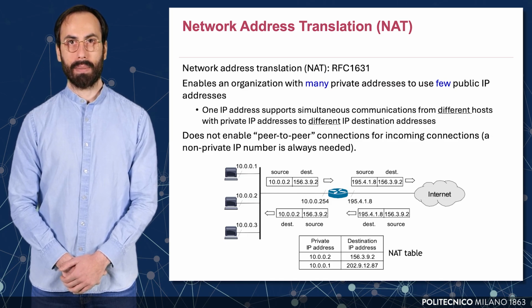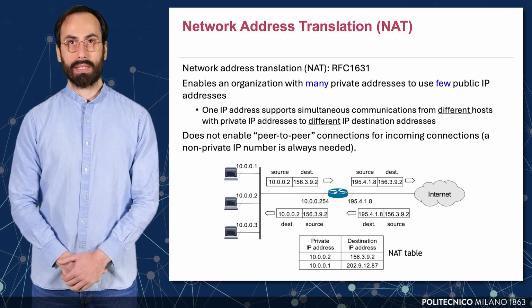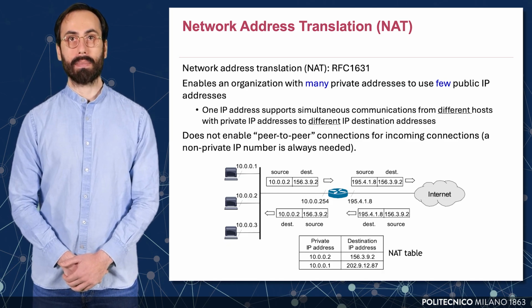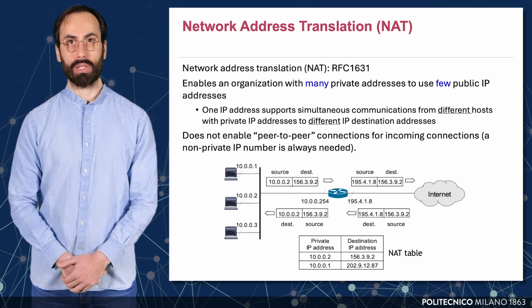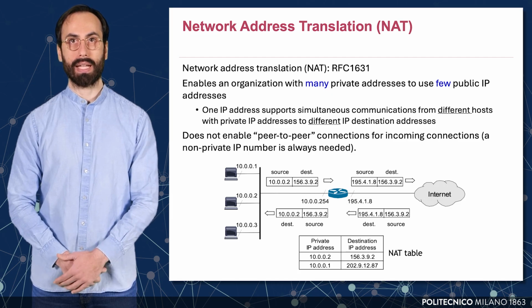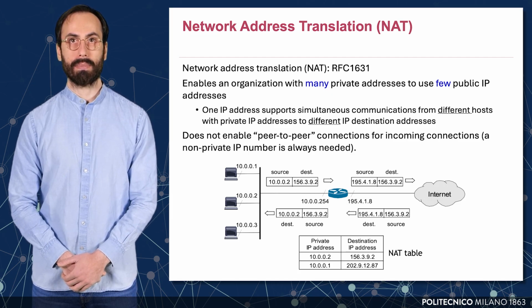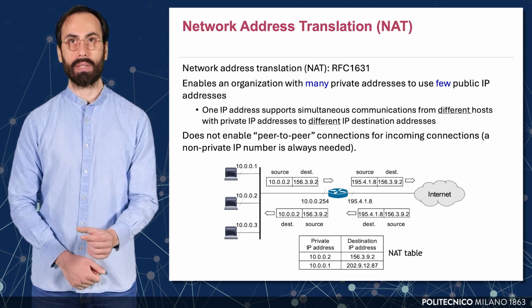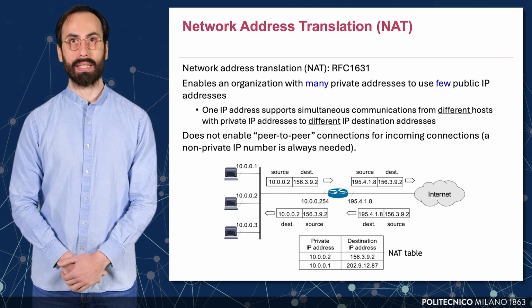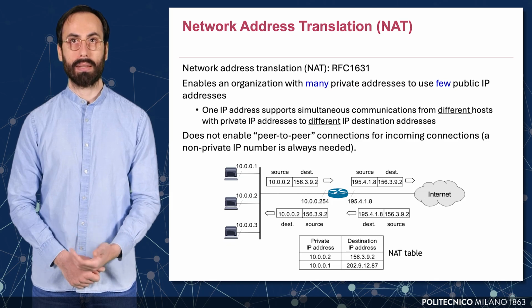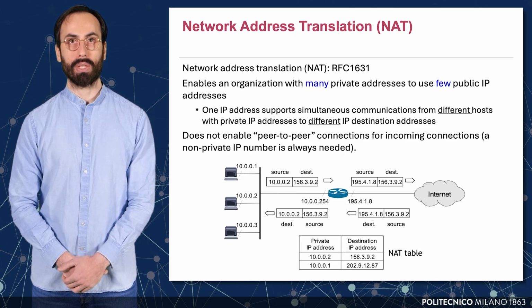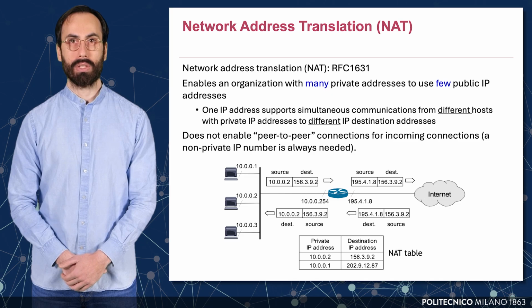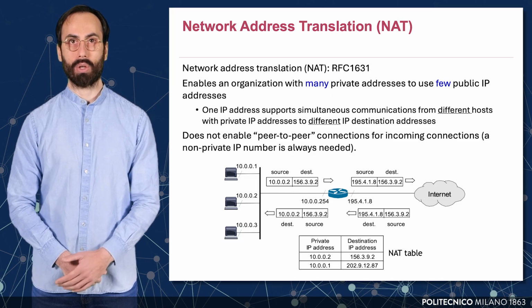As shown in the diagram, packets from different internal hosts are sent to different external destinations. The NAT device replaces the private source addresses with the public IP and tracks these mappings in a NAT table. This enables multiple internal clients to share the same external IP without conflicts, provided their destinations are distinct or ports are differentiated. However, NAT does not support unsolicited incoming connections from the internet to internal hosts, which limits peer-to-peer communication. For such connections, a non-private IP is always necessary.